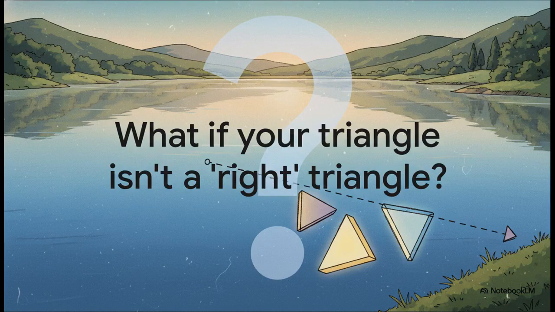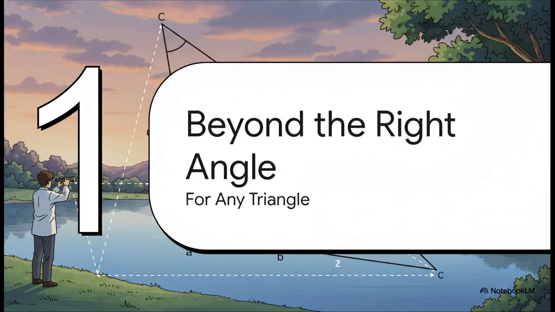But let's be real, the world isn't always made of perfect corners. So what happens when you've got a triangle like this one? No 90-degree angle anywhere. All of a sudden, our old buddy Pythagoras, well, he can't help us here. So now what? This is exactly where we need to level up. We need to go beyond the right angle with a tool that works for any triangle you can throw at it, no matter what its shape is.